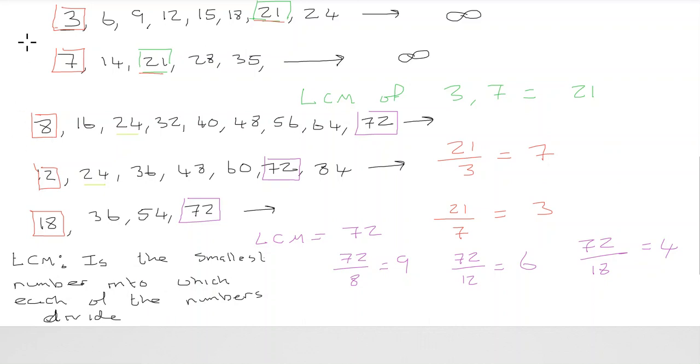So for example, if we start off with the numbers 3 and 7, they're two numbers. The smallest number that's common to both of these, into which these will divide, is what's known as the lowest common multiple. And the same here with 8, 12, and 18. These are the numbers we start off with. The lowest number that's common to all three, a multiple of all three, is 72, and each number will divide in evenly into this lowest common multiple. So that's what we mean by lowest common multiple.